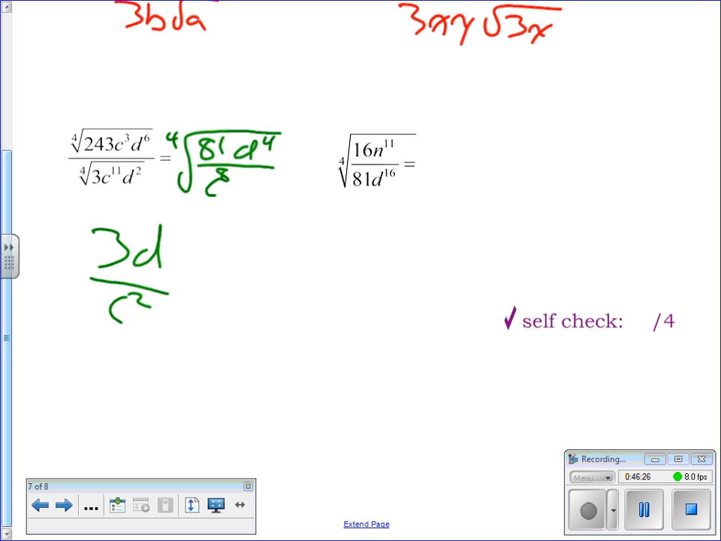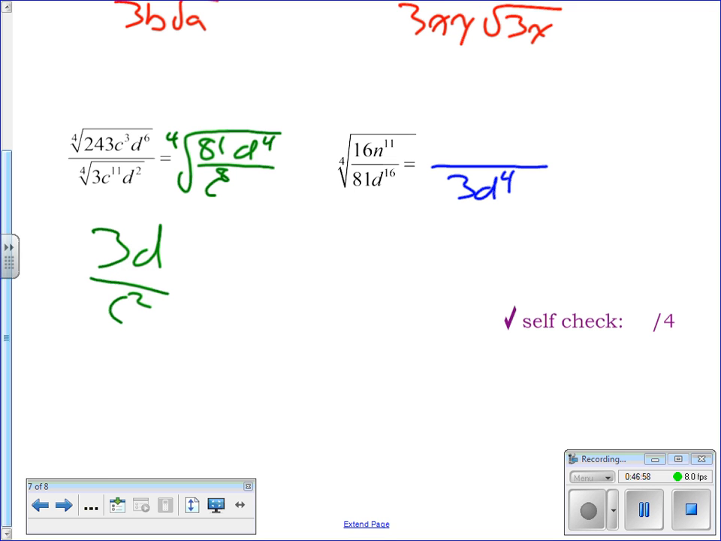Now the next one, goofy. My denominator is a perfect fourth root. The fourth root of 81 is 3. The fourth root of d to the 16th is d to the 4th. So I'm not going to simplify first. Okay? So I'm going to go ahead and deal with my denominator first all by itself. Fourth root of 81 is 3. Fourth root of d to the 16th is d to the 4th. 16 divided by 4 is 4.